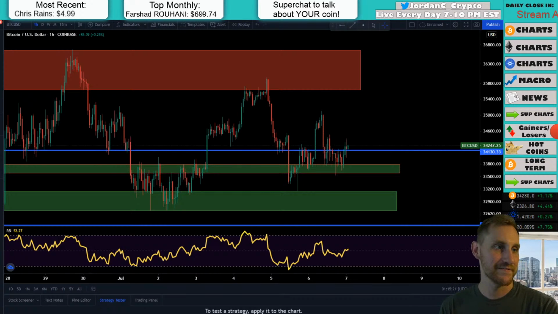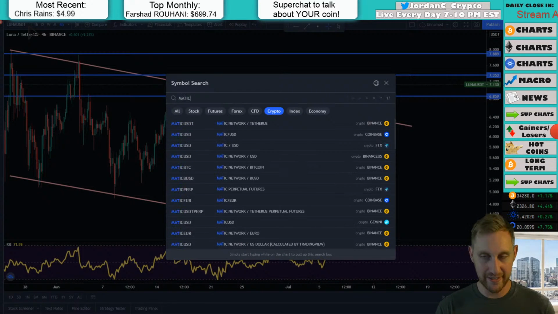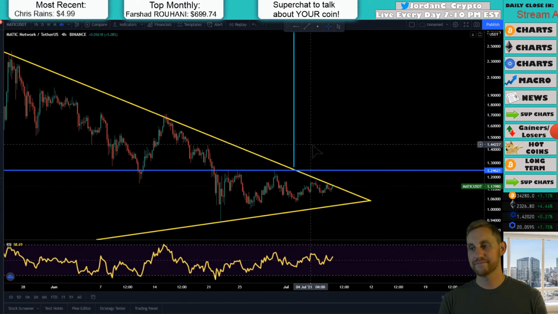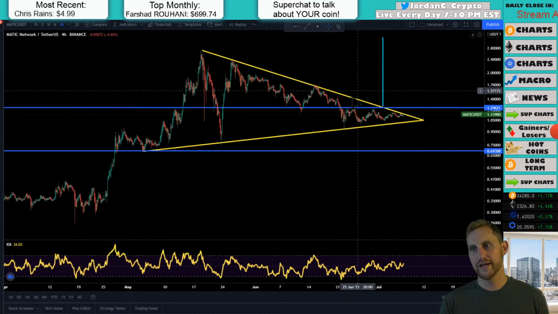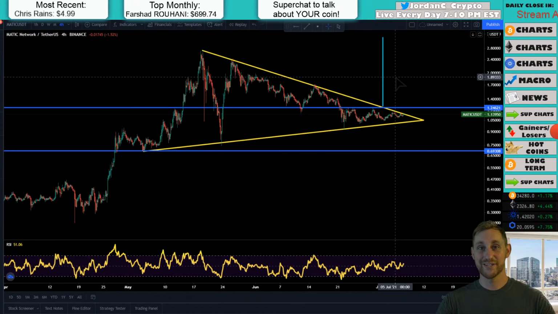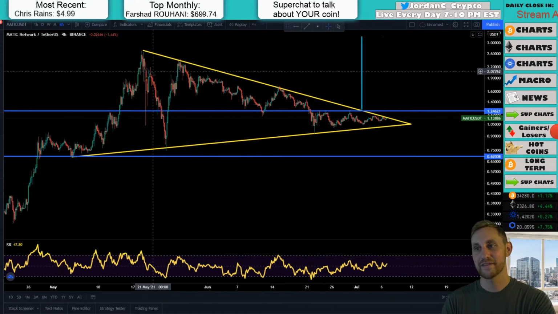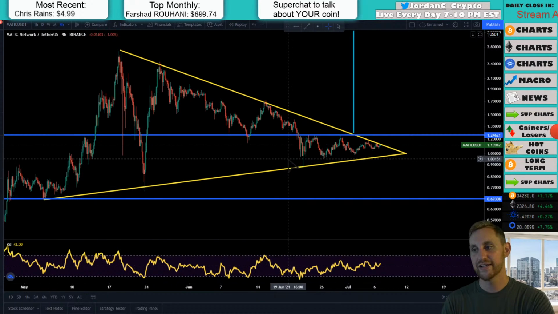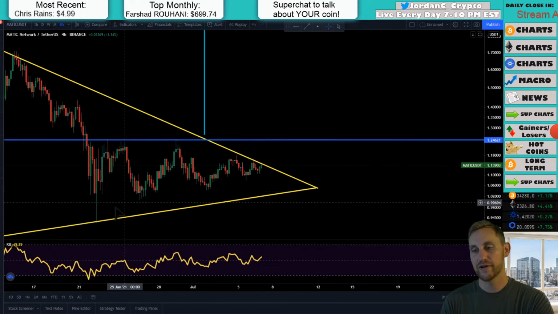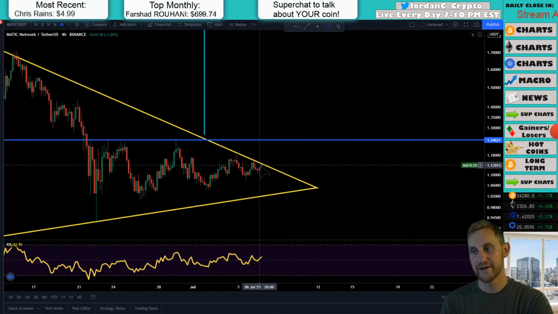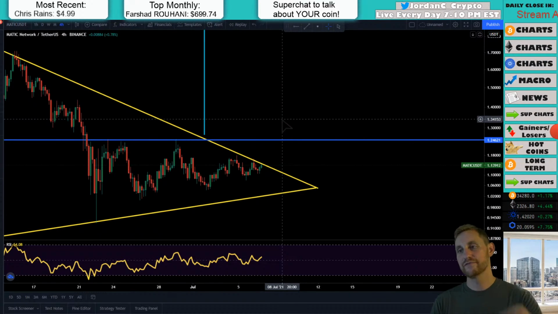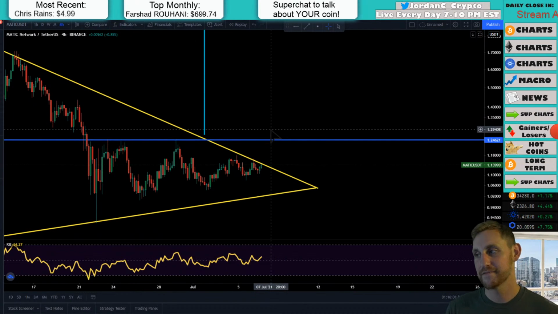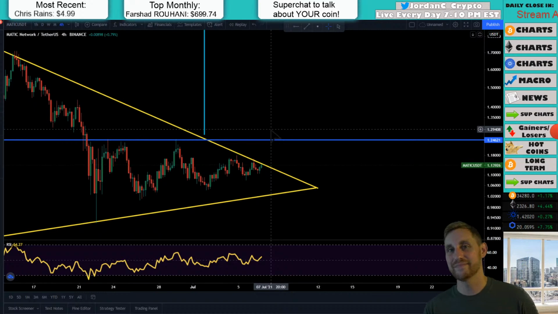Have you looked at Matic? No, I haven't looked at Matic. We'll look at Matic, actually. It's a good idea, we had a bunch of people asking about it. We were looking at this longer term symmetrical triangle. You had 5 resistance points and 3 support points, and right now you're getting squeezed in between the two, right at that resistance. If you can break that, it's going to be extremely bullish for Matic. With what altcoins are doing right now, I think it's likely Matic does break this.